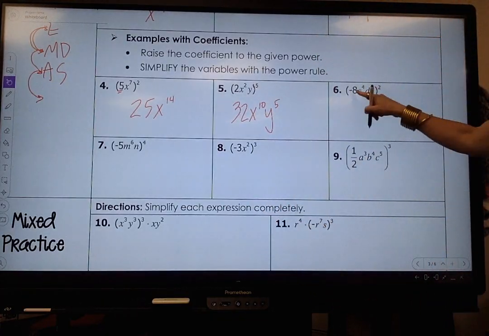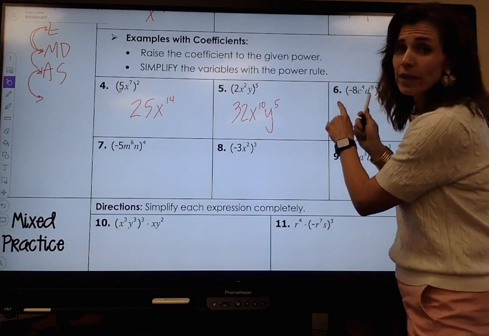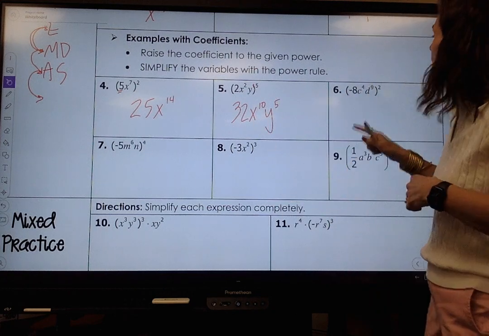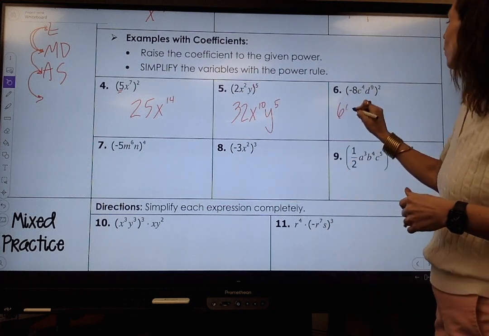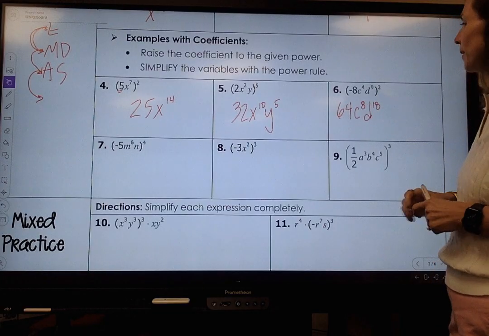All right. Now be careful with your negatives. If you have a negative raised to an even exponent, it's going to be positive, right? Because a negative times a negative. So a negative 8 squared is 64. And then I get c to the 8th, d to the 18th.